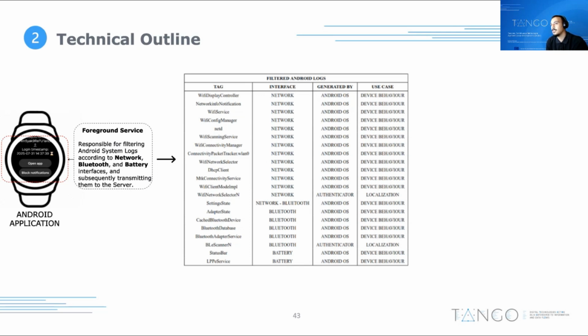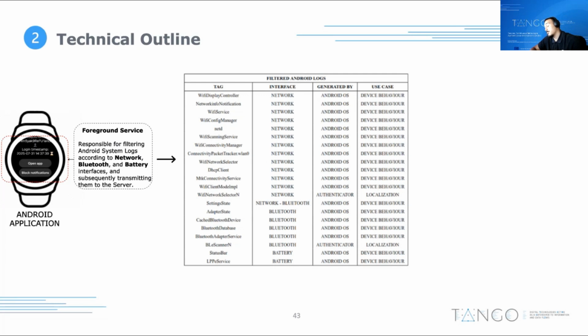Now in this table, we can see all these logs that we are currently examining. In the first column, we see the tag, which is helpful in order to filter the logs of our interest from the enormous amount of logs generated by the Android operating system. In the second column, we have the interface, which, in simple terms, says what information the log provides about. For example, it provides information about the network, the Bluetooth, or the battery. The third column shows the component that generates these logs. For example, we have the Android OS and Authenticator, which is our application running on the smartwatches.